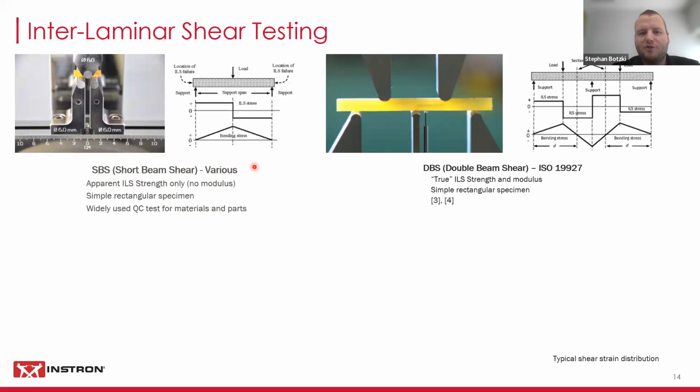Now, if you're doing something like a double beam shear, for example, the ISO 19927, this is true interlaminar shear strength and modulus. And again, using a rectangular specimen, it's obviously just a little bit longer. And if you look at the diagram here, you're going to have a state of pure shear stress where your bending stress is 0. So you can get the true interlaminar shear strength and modulus at those points in your specimen. You can kind of see the failure here in the specimen. I hope that is visible to you there. That's how that would look if you have an interlaminar shear failure there.